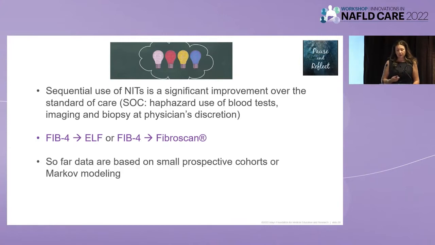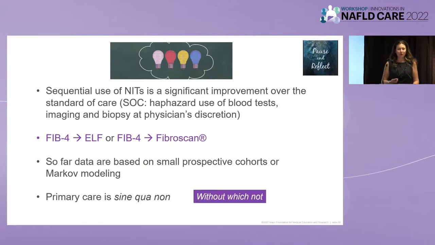But so far, the data are based on small prospective cohorts like the two we heard yesterday or Markov modeling. So we need more. How do these perform in the real world? And then the last and the most important piece of this second part of the talk is that primary care is sine qua non. So, without which not.